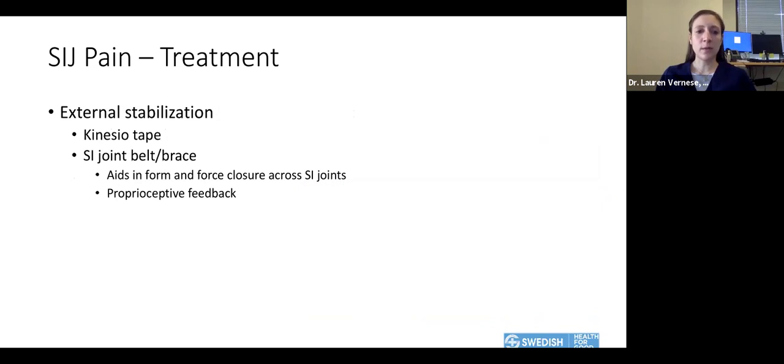So I've already talked a little bit about the SI joint in my approach to using this, but kinesio tape can also be used. This is where the physical therapist teaches a patient how to put tape on the spine that helps with giving proprioception or feedback to the brain, and then also can help with stabilization.